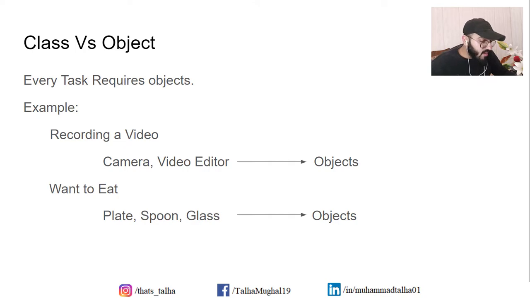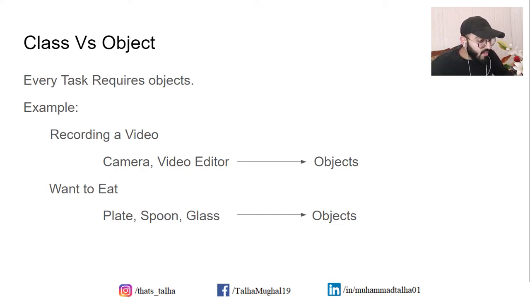Now even in our daily life we use objects to perform different tasks, right? For example, if I want to record a video, I'm going to need a couple of things like a camera or video editor at least. Now both of these things are called objects. For example, if I want to eat something, then I'm going to need some utensils for it. For example, I'm going to need a plate, spoon and glass, and all of these things are objects, right? Now we use these objects to perform certain tasks. We use a camera to record a video, and recording a video is something that we can call a behavior.